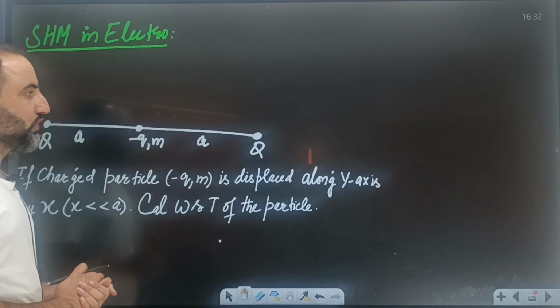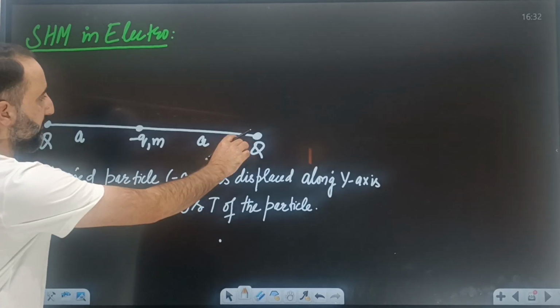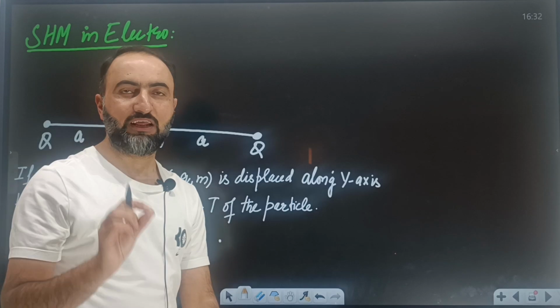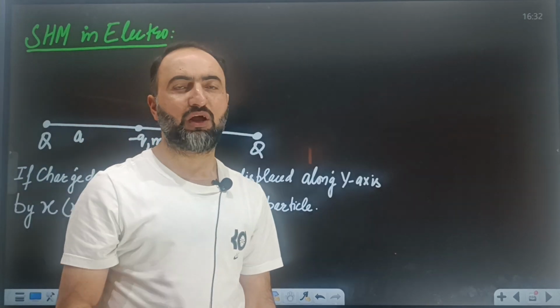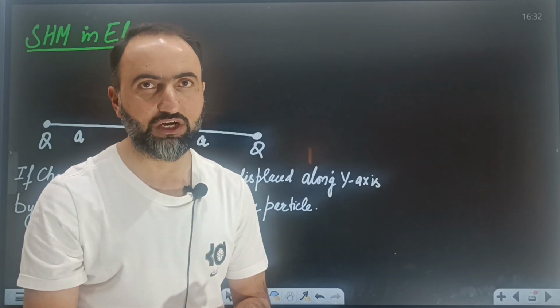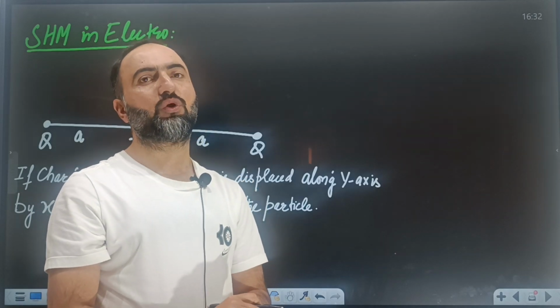First and foremost, there are two charged particles, capital Q and capital Q. And at the midpoint, there is a charged particle whose charge is minus Q and whose mass is equal to m. Obviously, this charged particle will be in equilibrium, because it lies at the midpoint. The net force on it will be equal to 0.